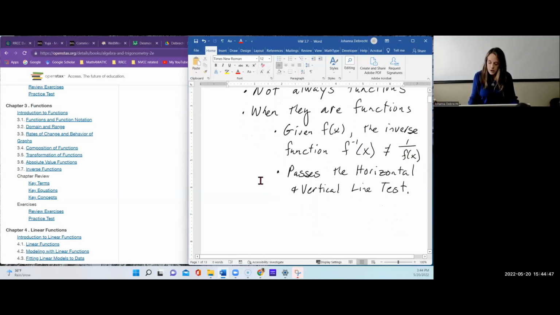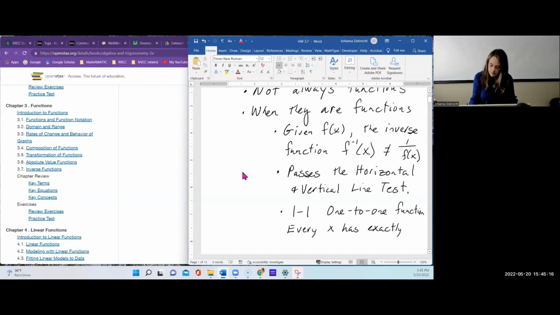When we think about these, we often call the ones where the original is a function and the inverse is a function, we have a special name for them. We use 1-1 as the symbol to represent that this is a 1-to-1 function. Now, what do we mean by a 1-to-1 function? We mean every x has one y and every y has exactly one x. That both the x coordinates and the y coordinates only get used one time. This is why it passes the vertical line test and the horizontal line test.